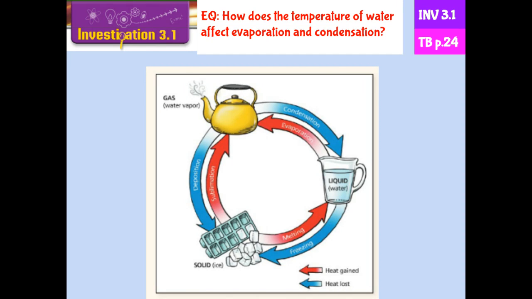This model was in your reading. This is something you're going to want to have in your textbook, in your notebook. And it shows not only the water changing forms, it also shows arrows that represent heat gained and heat lost. So this is a big idea. So up here to the top right, evaporation happens when heat is gained. Condensation happened when heat was lost.